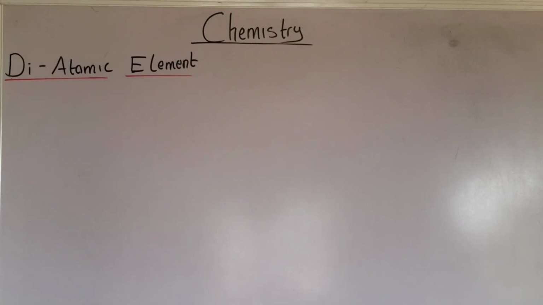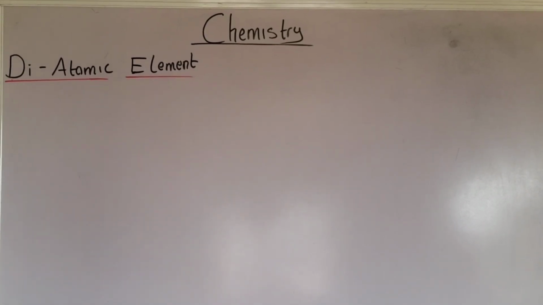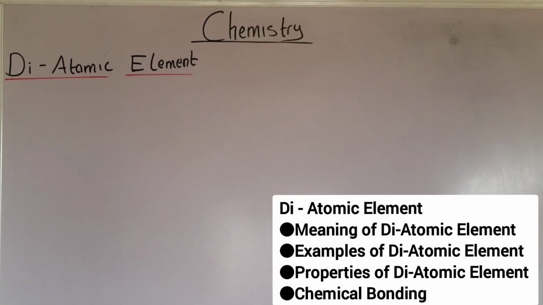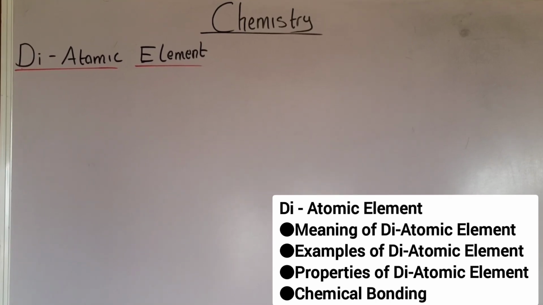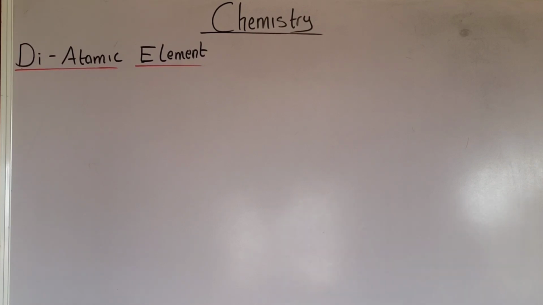In this class, we are going to talk about diatomic elements. We're going to look at what is meant by diatomic elements, examples of diatomic elements. We're going to look at their properties and their chemical bonding. Okay. Now, the big question is, what is meant by diatomic elements?